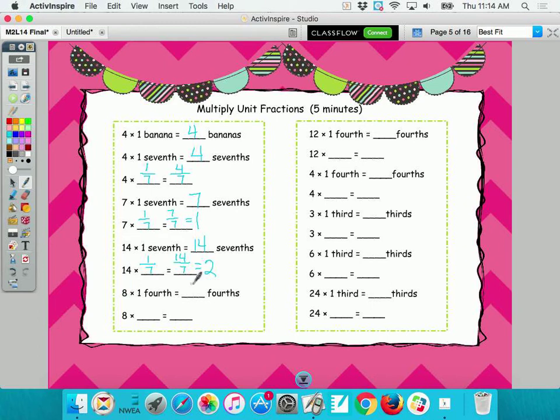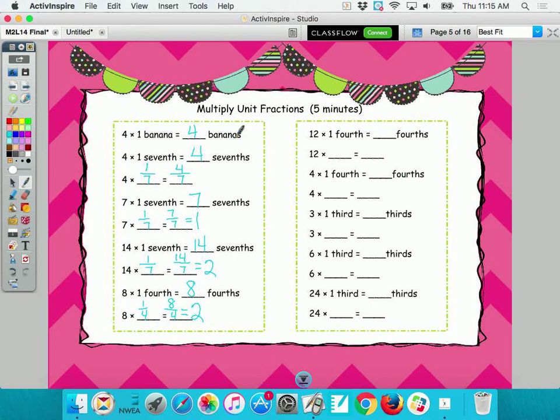8 copies of 1/4 equals. So 8 times 1/4 equals 8/4. 8 divided by 4 equals 2. Okay, now I noticed something about this. I want you to stop and take a look at it. I notice that my denominator is not changing. If I start with a banana, I end with a banana. If I start with a 7th, I end with a 7th.